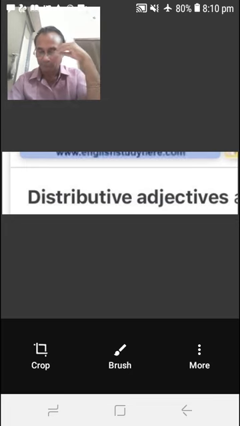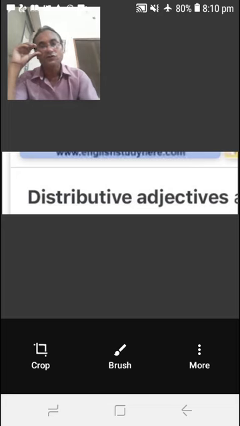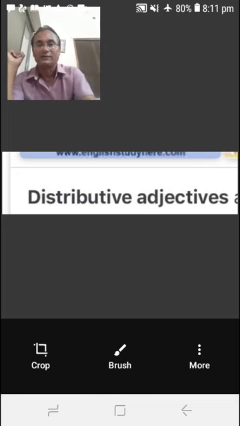Distributive adjectives describe specific numbers out of a group, or single out one or more individual items or people. Everybody is present there. So each, every, we use; these are called distributive adjectives.